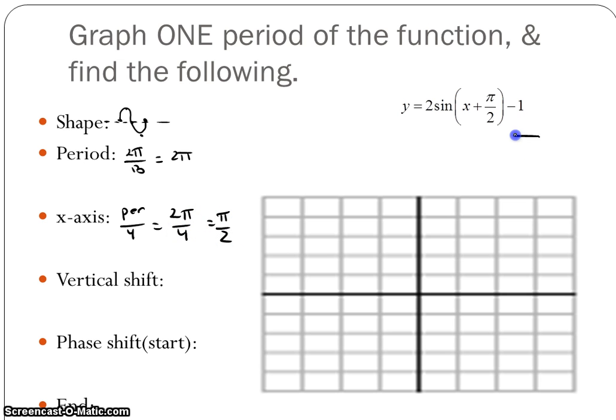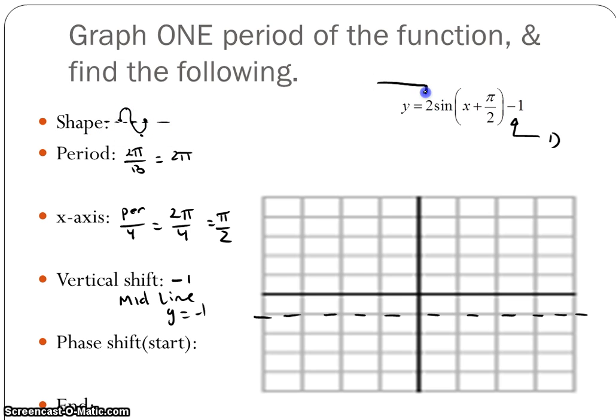My vertical shift, this is going to be my d value. My d is minus 1, so it's going to shift down 1. So that's where I'm going to draw my midline, my center line. So my midline is going to be at the equation y equals negative 1. So I'm going to write the equation of my midline and draw it in here. And this is going to be my midline, and I'm just going to revolve it around that.